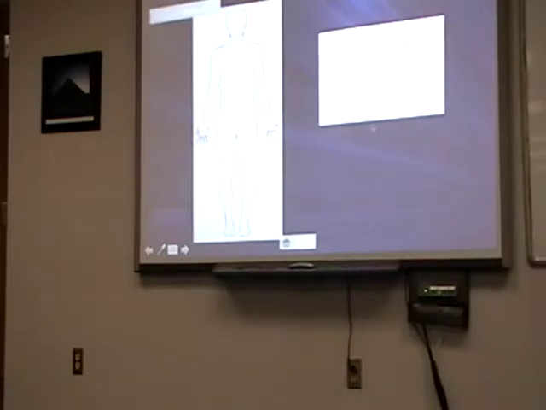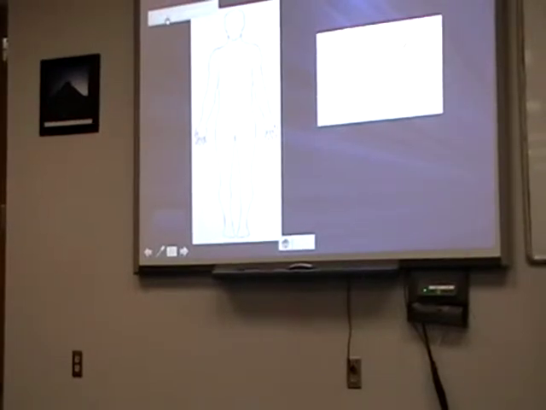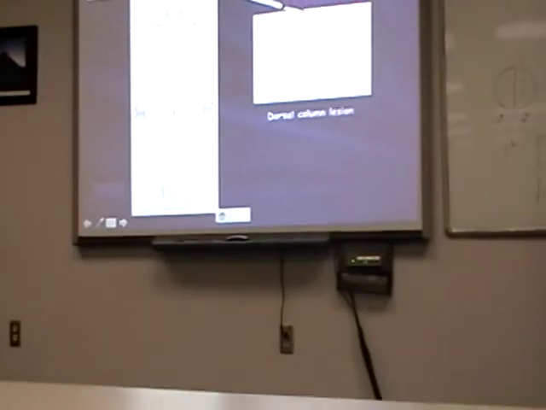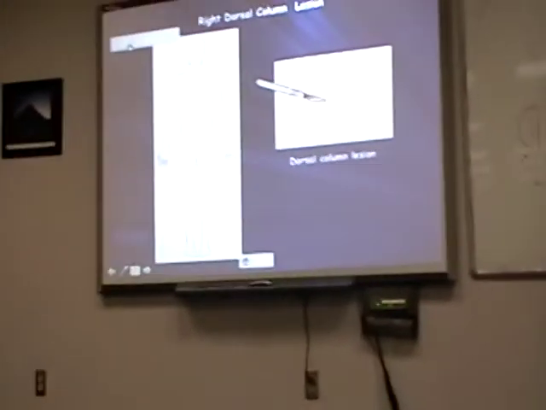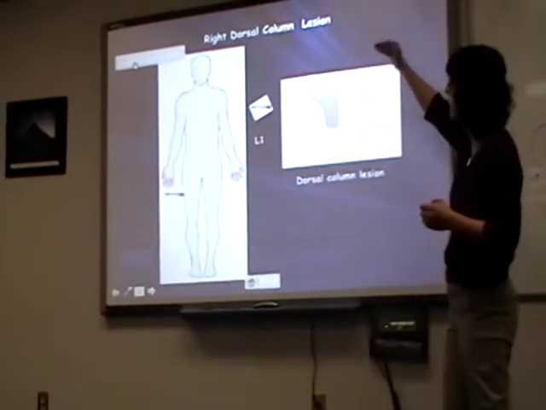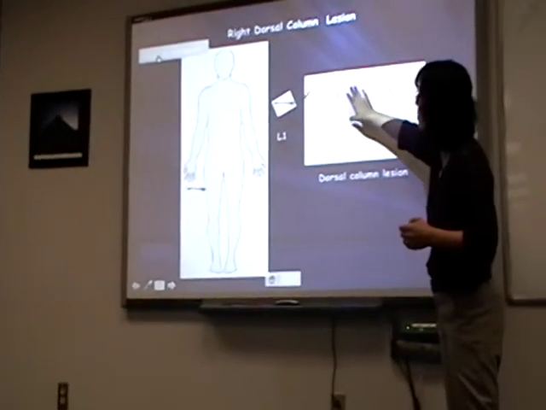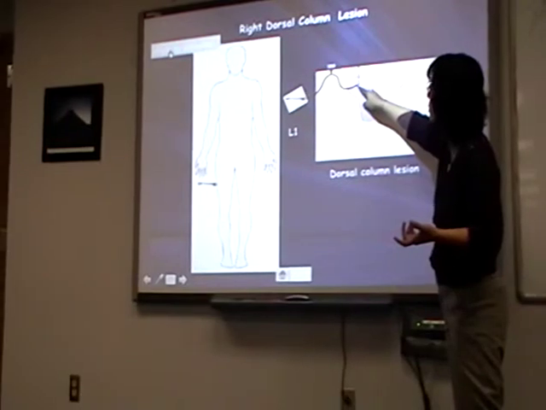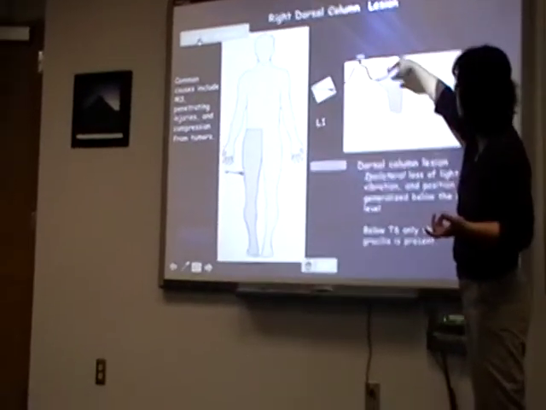So would that be like Brown-Séquard syndrome? No, that'd be all of them. Yeah, but that's a good thought. It's ipsilateral, so yes, it's part of Brown-Séquard. But here's our lesion. So here's my right dorsal column. Information can come in through the first order neuron, but then it's the first order neuron that's actually getting lesioned after the dorsal root ganglia as it goes up.